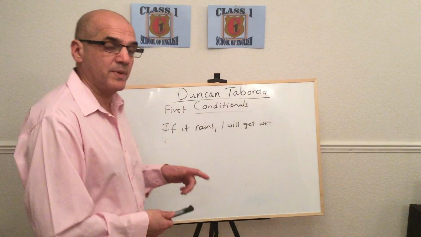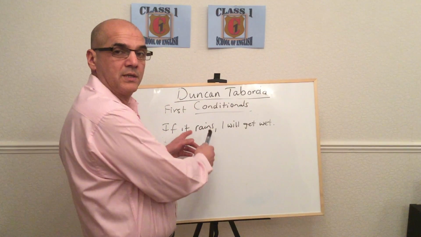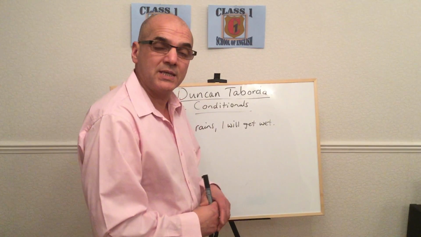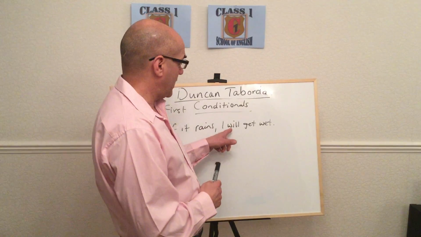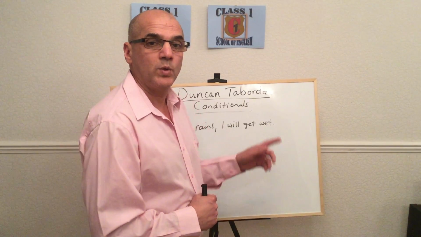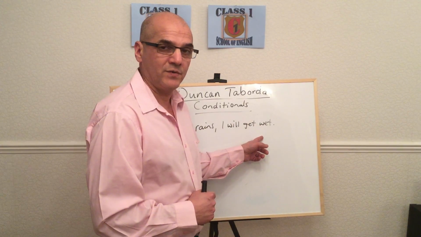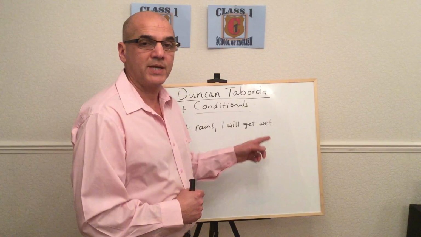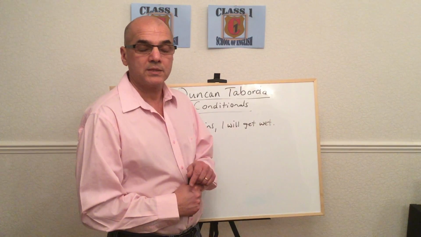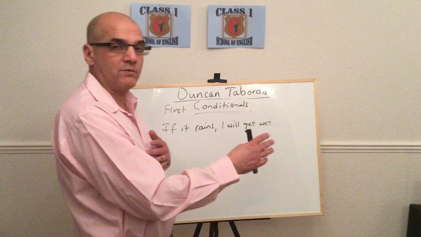So look at how this one's made up now. The if clause is still the present simple, but in the resulting clause, I've now got will plus the base form of the verb. Will is a modal verb, which I've covered before. You cannot have any other form of the verb apart from the base form after it. So, if it rains, I will get wet. Like I said, you can flip that. I will get wet if it rains.